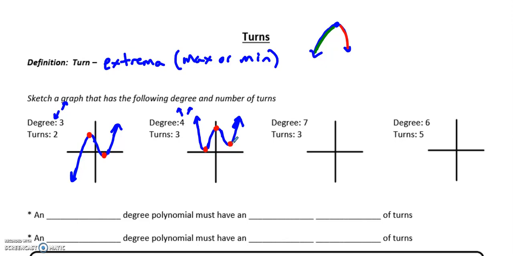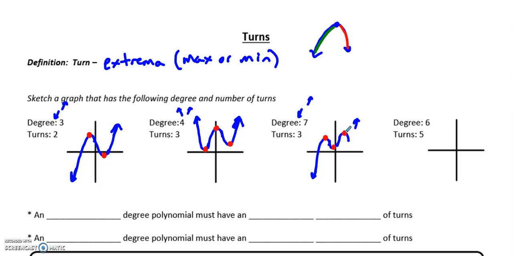For degree 7 with 3 turns, I'm going to have degree 7, which would be opposite, down, up. So I'm going to put down, up, and I need exactly 3 turns. So as I start to come up, my first turn is going to take me back down. My second turn is going to take me back up. And then my third turn is going to take me back down.